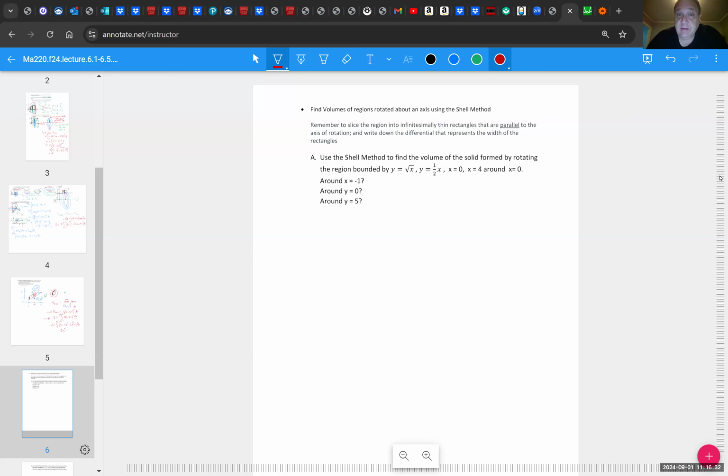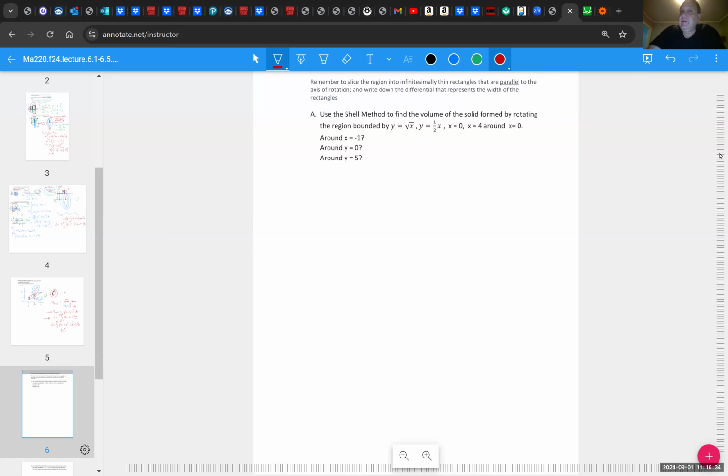I have example A here. It says use the shell method to find the volume of a solid by rotating this particular region given by four boundaries. It goes around the axis x equals 0. And then I'm also going to do it around the axis x equals -1. I'm going to do it around the axis y equals 0. And lastly, I'm going to do it around the axis y equals 5. So same region, revolved around lots of different places and ways.